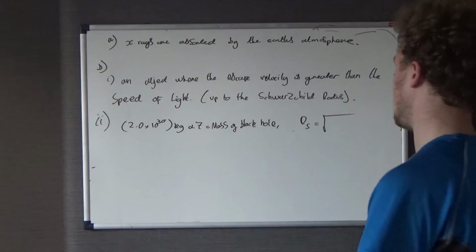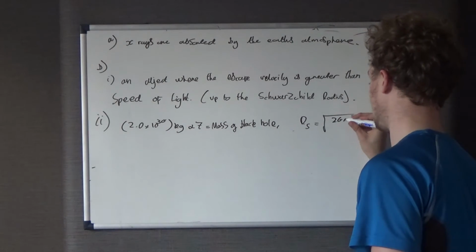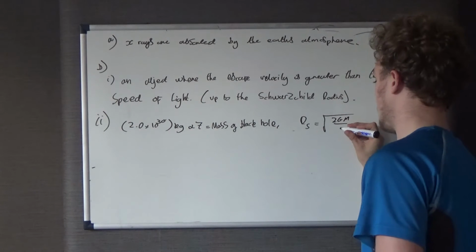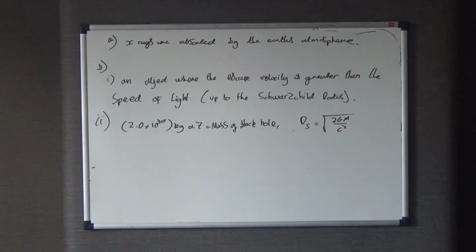Anyway, I'll shut up. So the Schwarzschild radius is 2GM over c squared, where c is the speed of light, r is the radius, G is the gravitational constant, and M is the mass of the black hole.